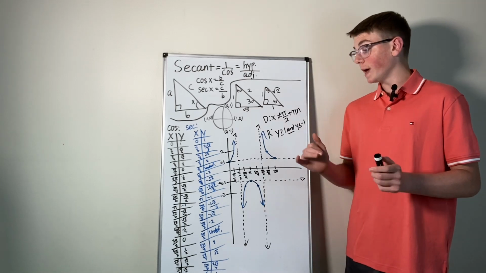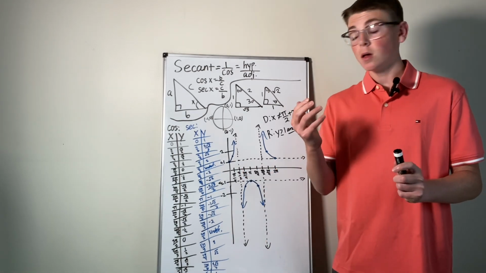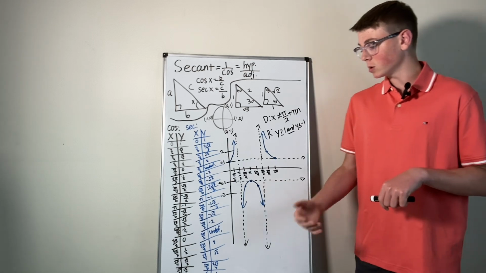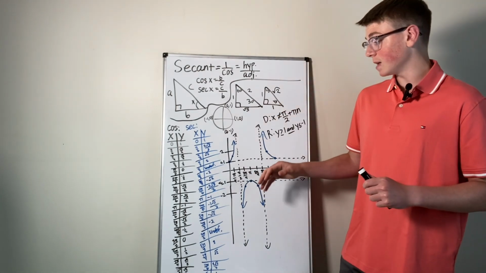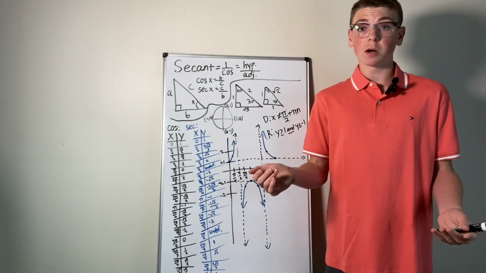And then our range, y is greater than or equal to 1. So we sit on 1 and we go up. Or, well, it's an or, y is less than or equal to negative 1. So we sit on negative 1 and go down. So the space in between negative 1 and 1 is not occupied. That is not in our range.